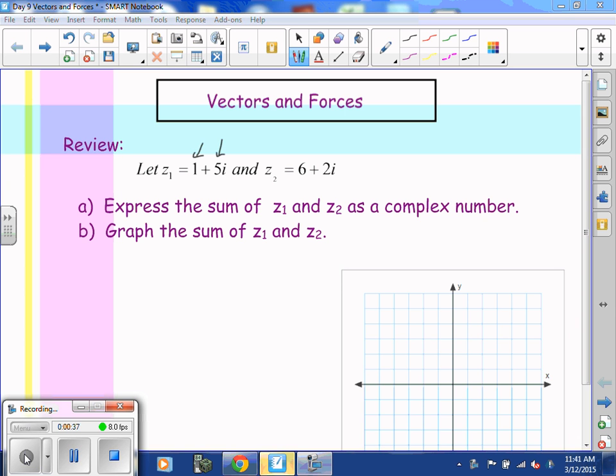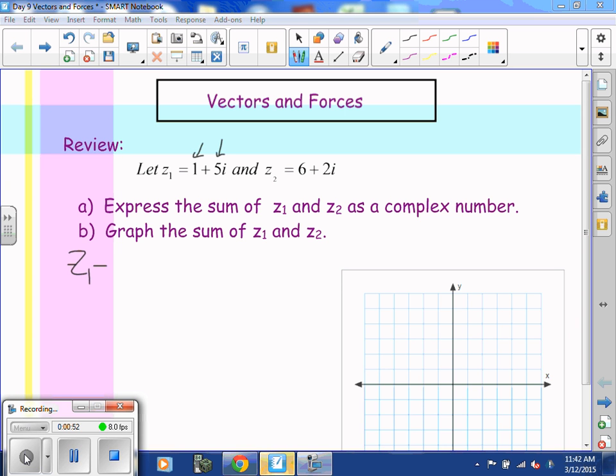So now, they may ask you this on the Regents exam, they may not. It is such an easy topic, though, that I don't want to miss out on it. So that's what we're going to do. First thing we have to do is express the sum of z1 and z2 as a complex number. All you got to do is add them together.